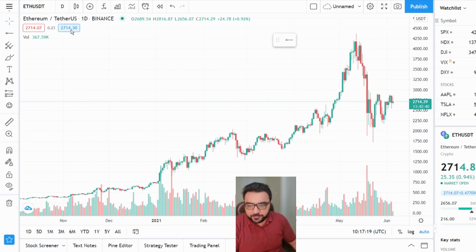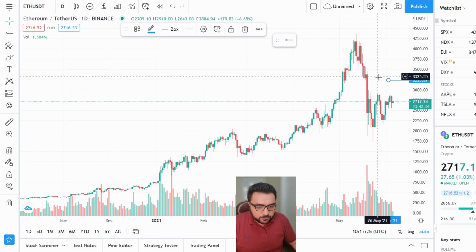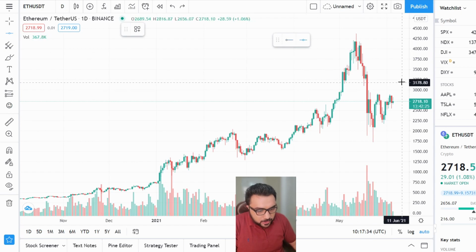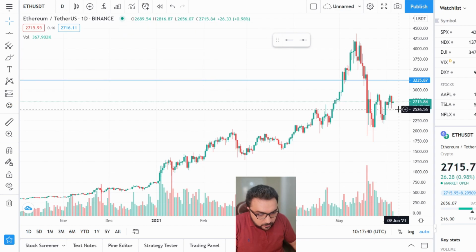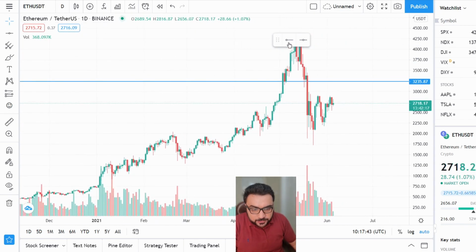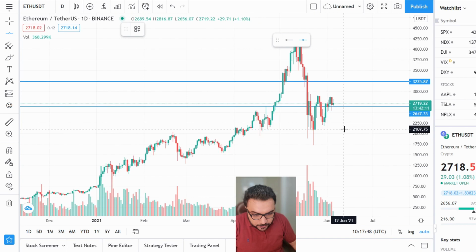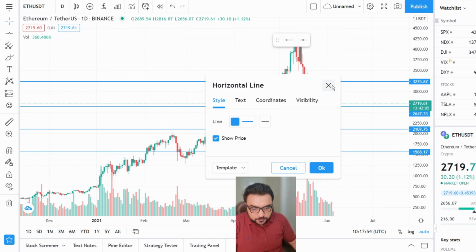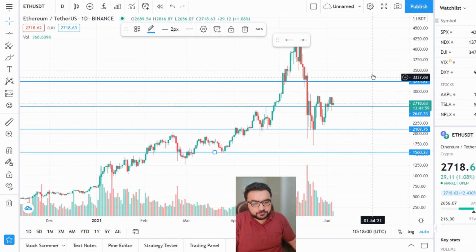Let's zoom out a bit, select the horizontal line, and look at the levels that were touched multiple times. Okay, it's my bad, that's the horizontal line that I want to make. And here, this is the first level. Then we see another level that's currently acting as a support. Then there's another one here, and here, right? You can adjust it a bit to align with multiple candles.